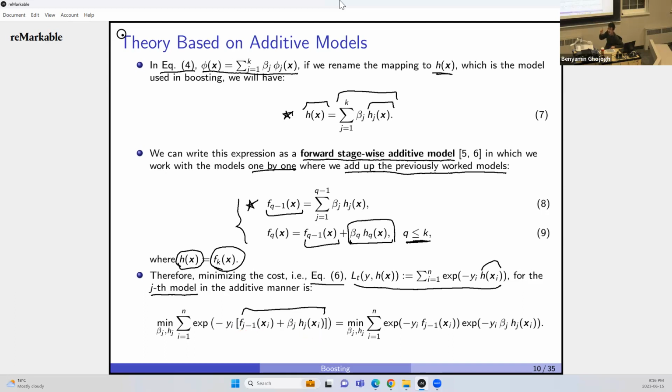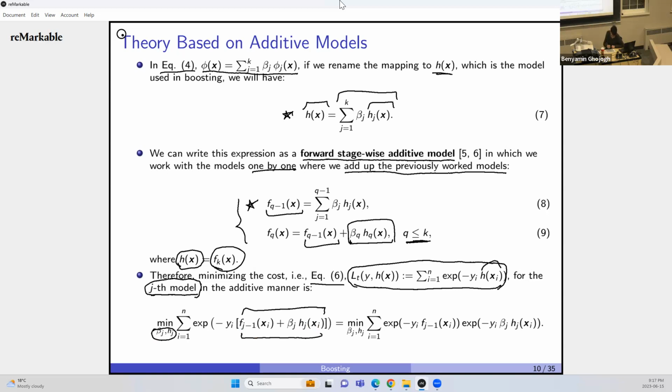Note that in this cost, I'm only considering the jth model. Here I don't have h_j, I have h. I'm considering one model. But when I have several models, I'm optimizing them separately. So as you see, my optimization variable is beta_j h_j. Okay. So for the jth model, this h of x_i becomes f_{j-1}(x_i) plus beta_j h_j(x_i) because of the forward stage-wise additive model.